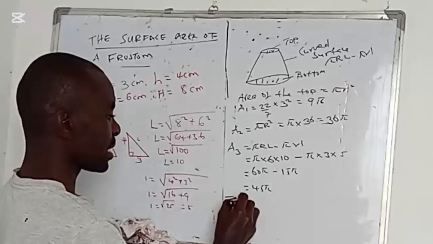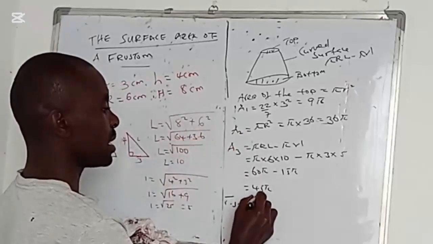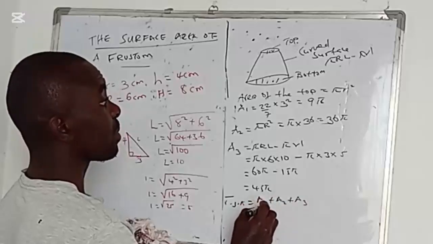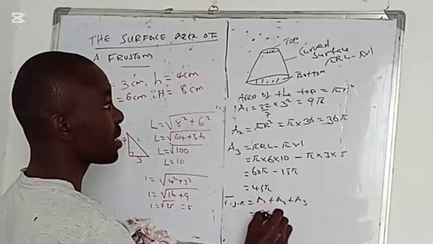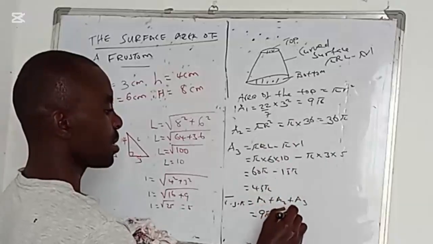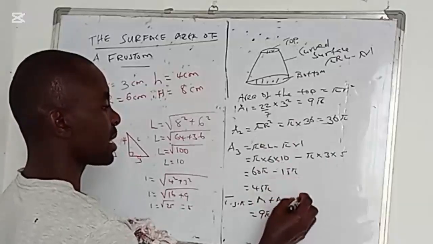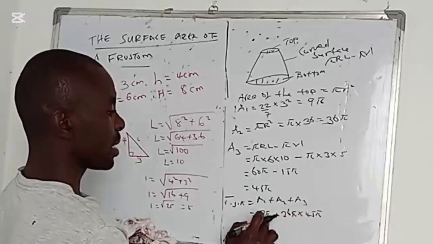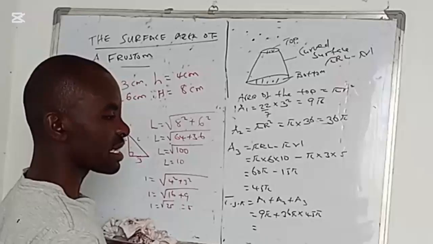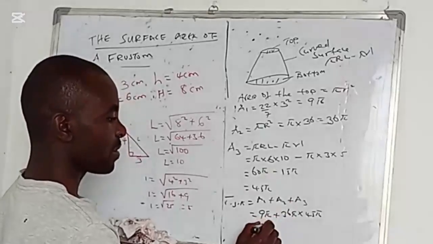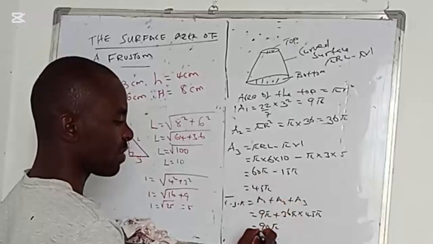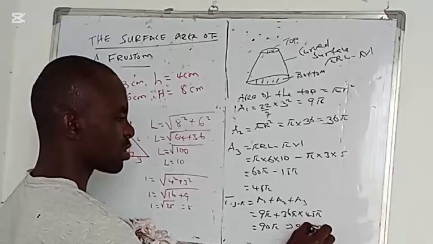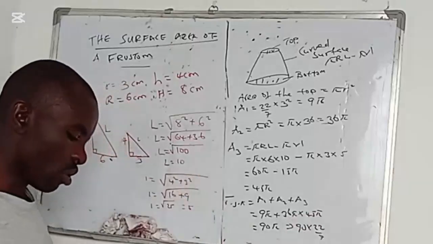Then the total surface area will be area 1 plus area 2 plus area 3. Area 1, 9 pi. Area 2, 36 pi. Area 3, 45 pi. 9 plus 36, 45, plus 45, 90 pi. And what is the value of pi? 22 over 7. So definitely this is 90 times 22 over 7.